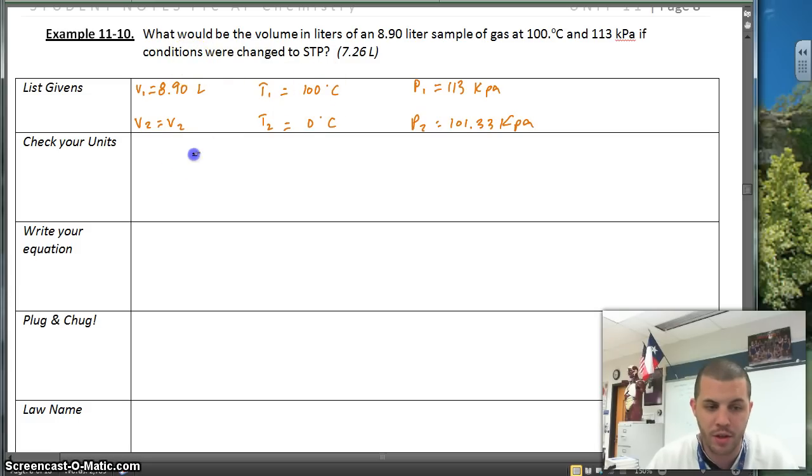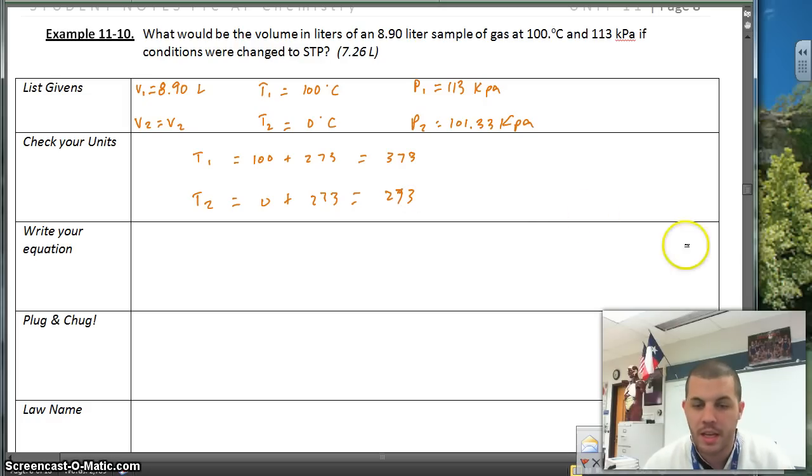Okay, my units are good except for temperature. I need to change my temperatures. So T1 is going to be 100 plus 273. So we're going to use 373 for T1. T2 is 0 plus 273. So we're going to use 273 for T2.